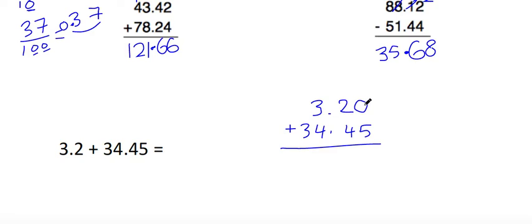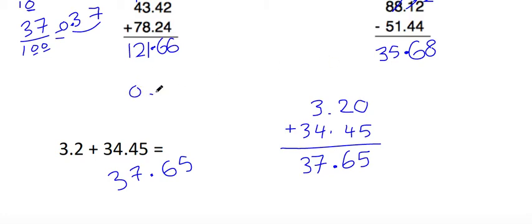Now let us add. 0 plus 5 equals 5, 2 plus 4 equals 6, and point down, 3 plus 4 equals 7, and 3 down, so the answer is 37.65. How can I know that 0.2 exactly equals 0.20? We want to prove this.